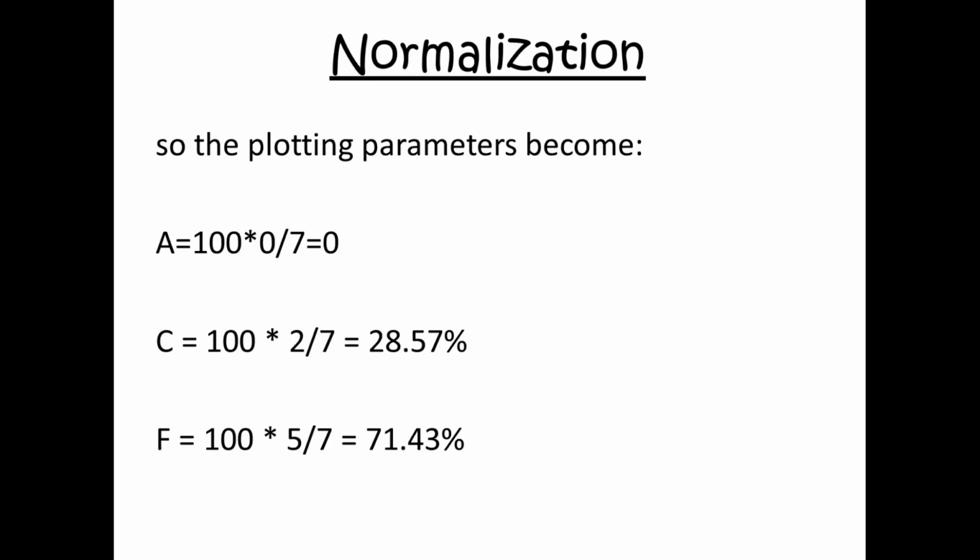Okay, now in this case, because we have more than one component present, we have to normalize the values to plot them in the triangular diagram ACF. In order to do that, first let's sum up all the A, C and F values. Here A equals 0, C equals 2 and F equals 5. So by adding them up, we get a total of 7.